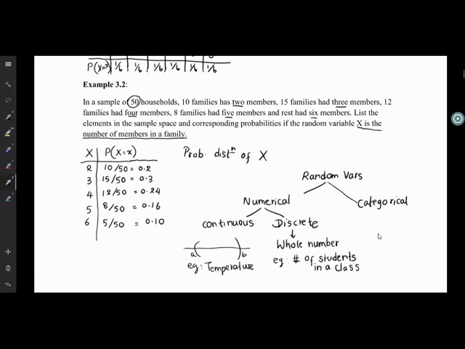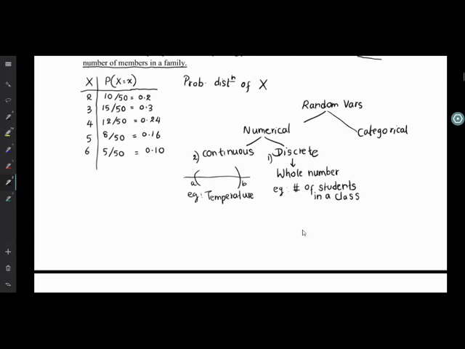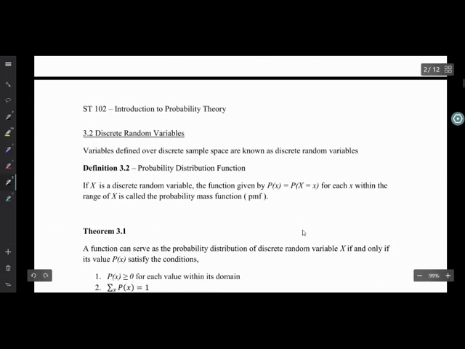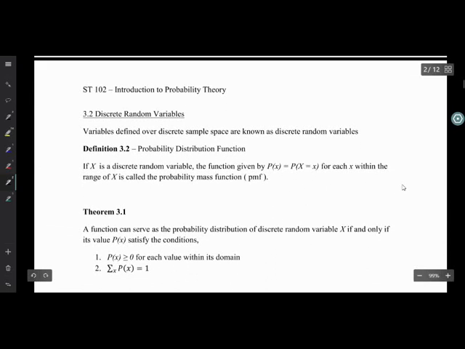Now, depending on the type of your random variable, the way you define probability densities will be different. Therefore, in this chapter, we are going to look at both discrete and continuous type of random variables, the definition, examples and theorems for these two types of random variables separately. So first, let's start with the discrete case. So the second section is the discrete random variables.